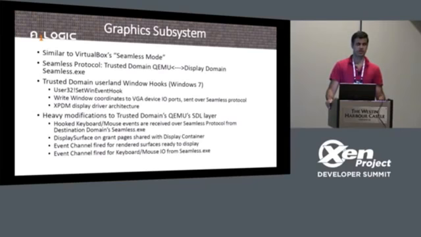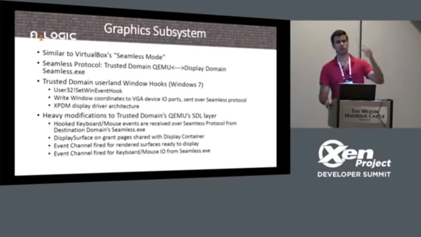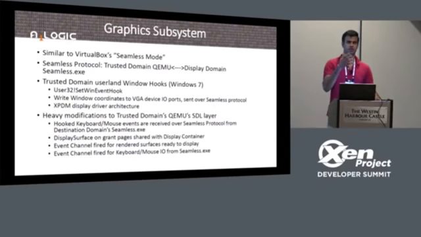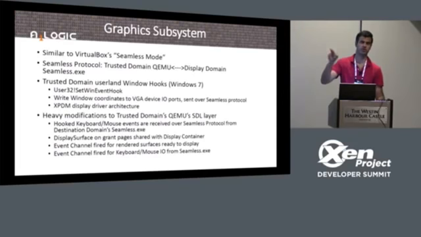The trusted domain hooks window information. In this case, we're using user32's SetWinEventHook API to get window coordinates. We take those window coordinates and write them to an I/O port, obviously through a driver, to I/O ports exposed by QEMU's virtual graphics implementation. Then those coordinates are taken and sent over the seamless protocol to the seamless.exe in the display domain.